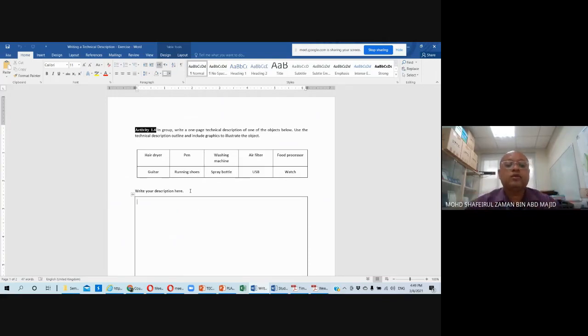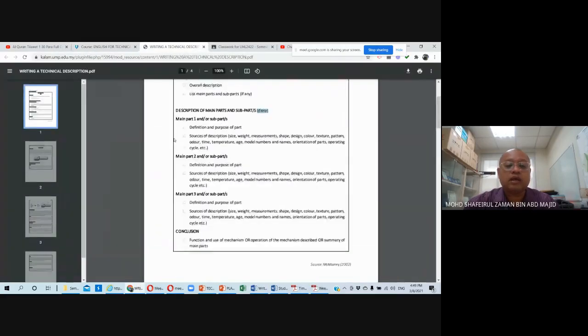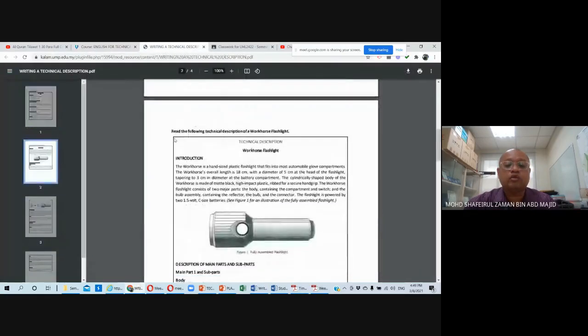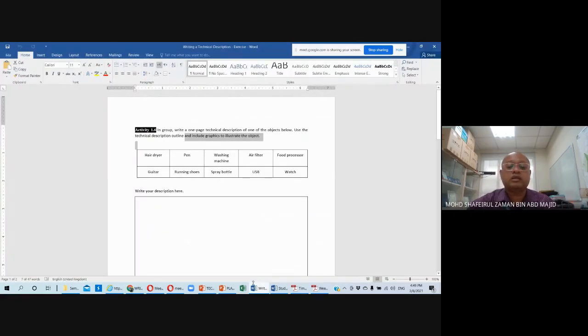So your task in a group: write a 1-page technical description, only 1 page, of one of the objects below. There are 10 products, choose only one. Use the technical description outline and include graphics to illustrate the object. This is the technical description outline, and then you need to add an image or graphic that supports or elaborates more on your technical description.